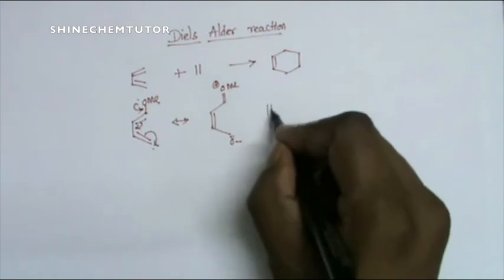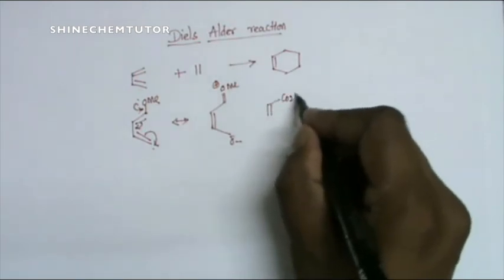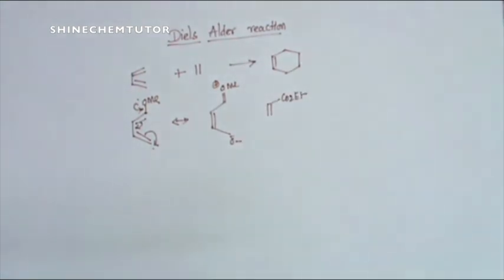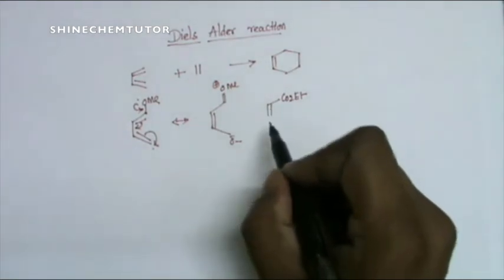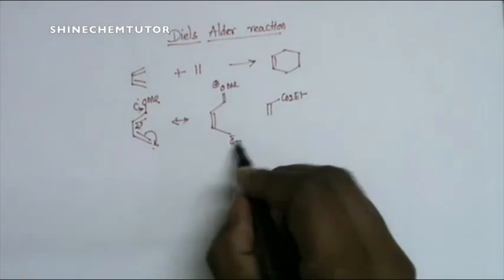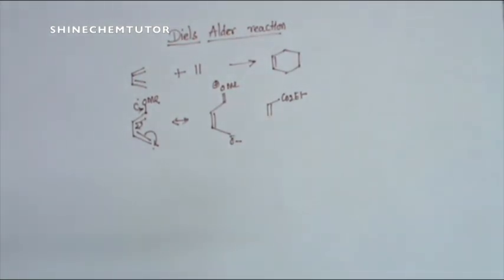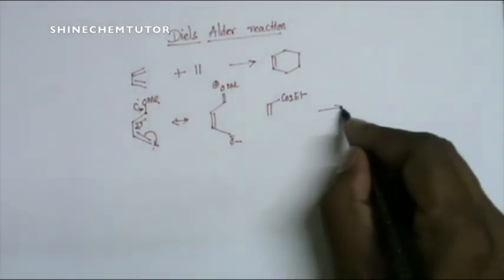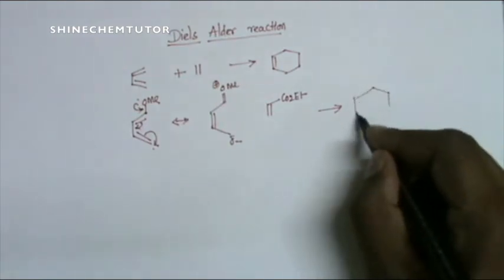Now, if I add acrylate, because of resonance, there is δ+ on this carbon. Already we have seen that. So this minus and this plus will be added. So the product, whatever we get, will be like this.